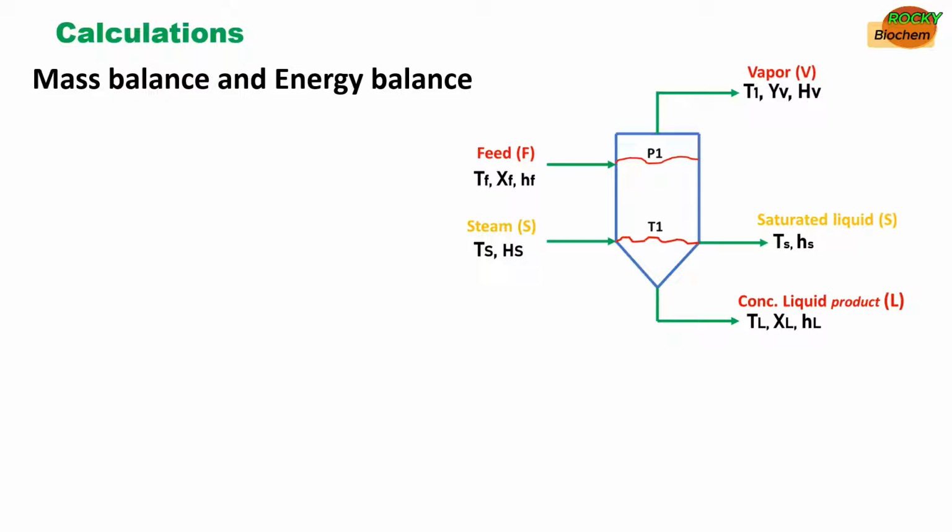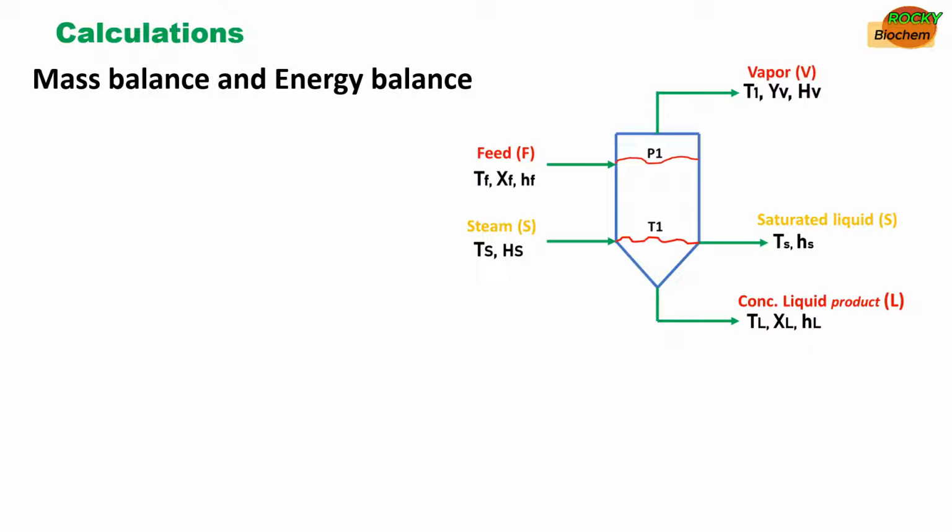Mass needs to be balanced because the feed is entering and carries its own mass, and as it is entering, mass is also exiting as a vapor and as a concentrated liquid product. So mass is entering and mass is leaving. So we need to perform balances on the masses.